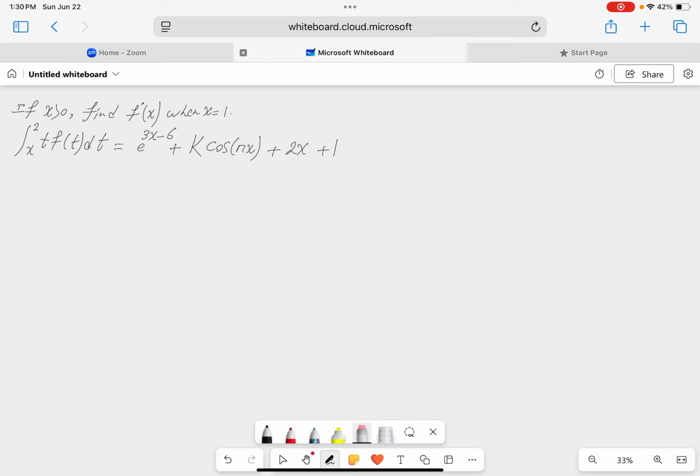Let me read it for you. It says if x is bigger than 0, find the derivative of f of x when x is equal to 1. We have a relationship here: the integration from 2 to x of t f(t) dt equals e to the power of 3x minus 6 plus k, which is a constant, cosine of pi x plus 2x plus 1. We're supposed to find the f of x function, then take a derivative of it, and then instead of x we're going to put a 1 there to evaluate it. So that's our goal.